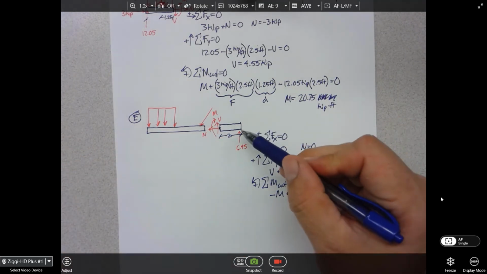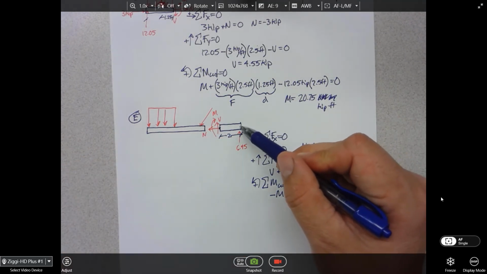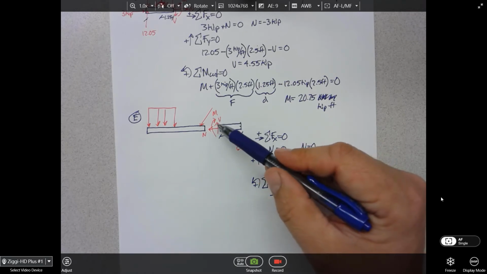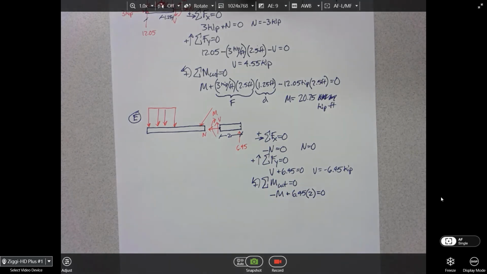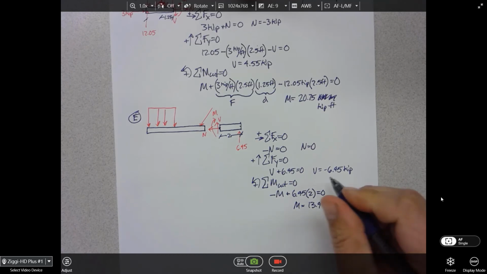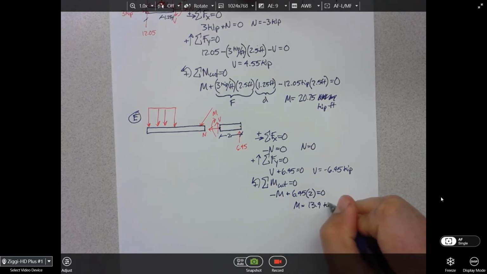I could sum the moments about this end, but then I have to account for my shear load there. It's just more direct to do it this way. Okay, so it looks like the moment is going to be 13.9 kip feet. Okay?